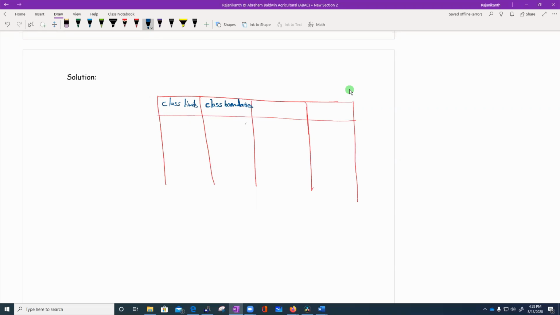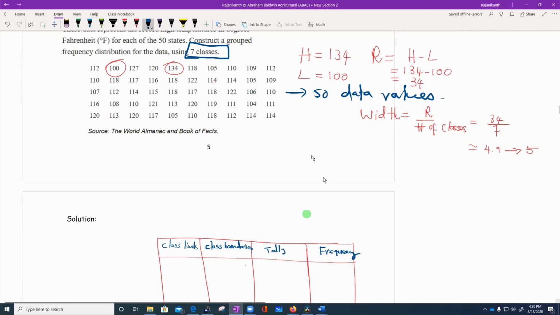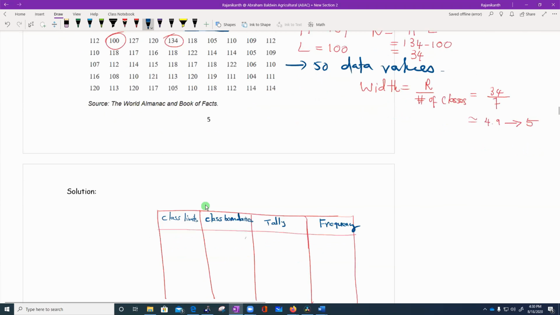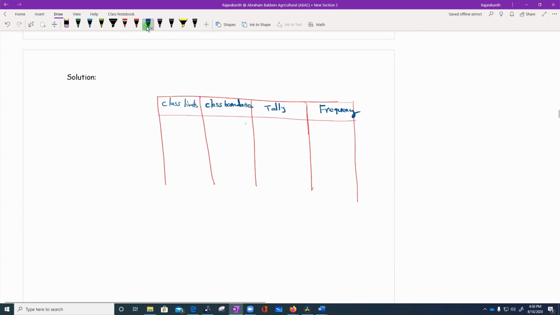The next one, putting tally is optional. If you want, you can put it. Then we need the frequency. Frequency means the counting, how many tallies, how many numbers. Okay, so let's make the class limits. I told you earlier, we always start with the lowest number. The lowest number in this problem is 100, therefore I'm starting my class limit with 100.